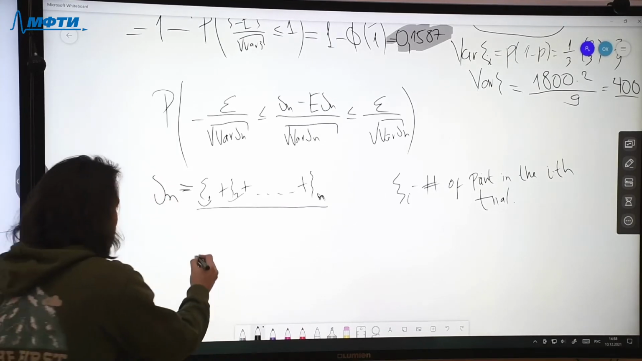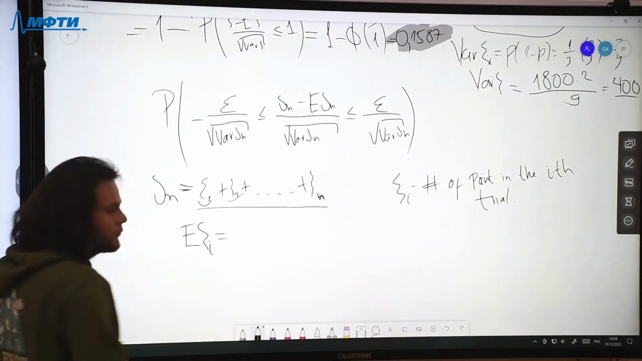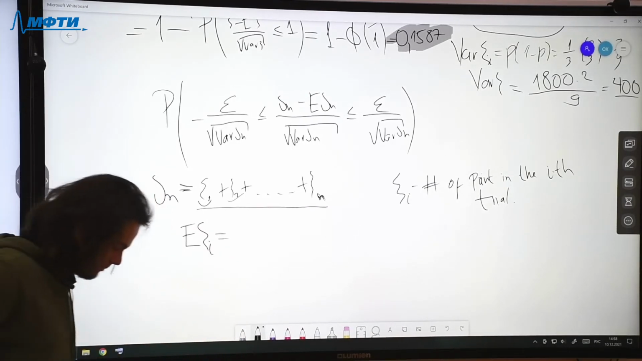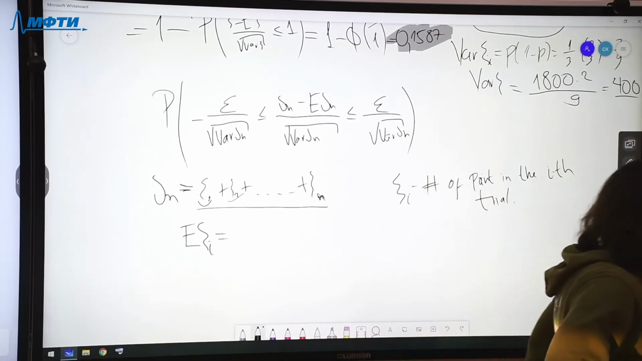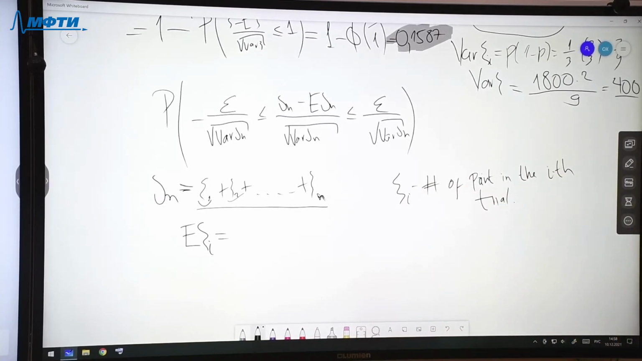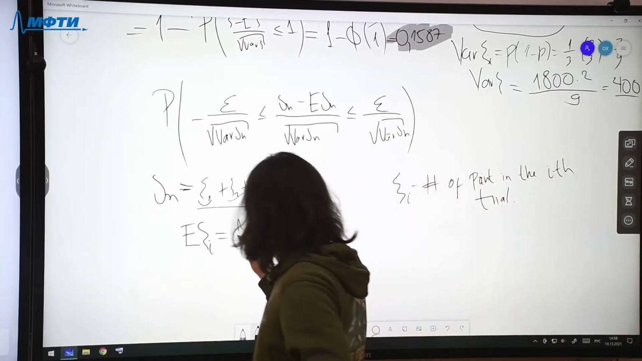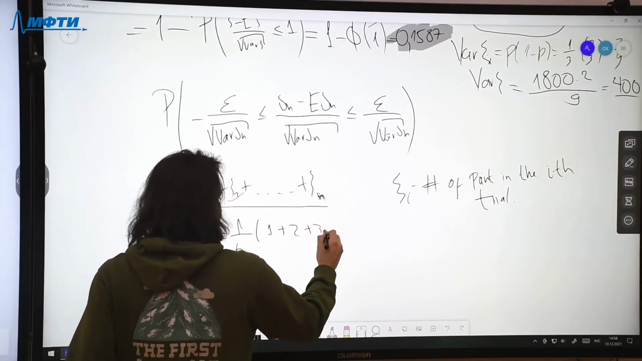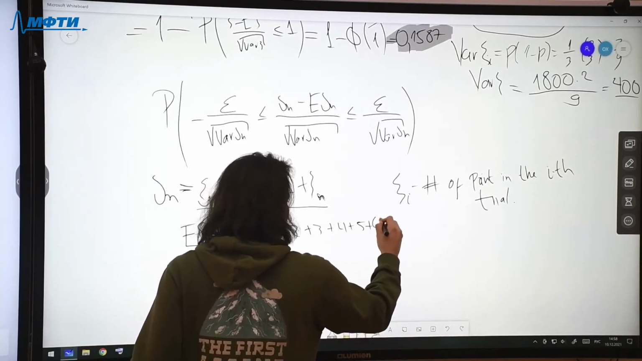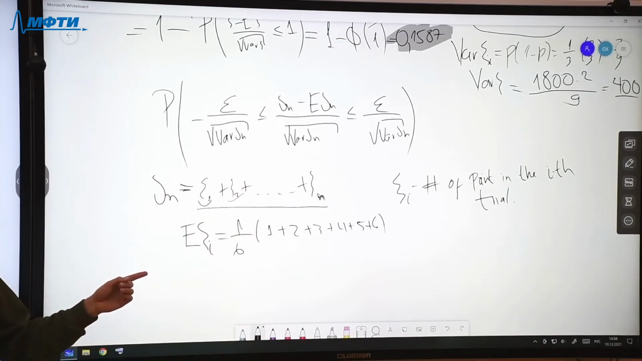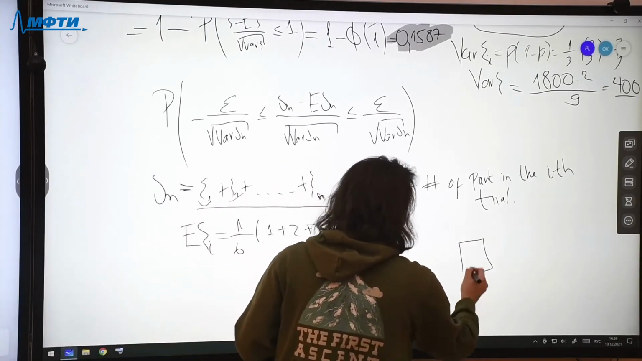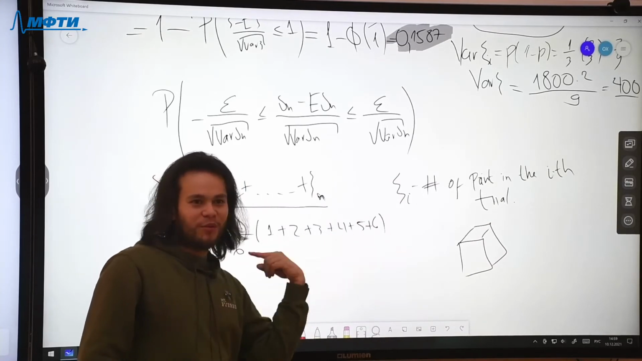Now, what is the expected value of xi i? What are the possible values for xi i? So if you throw a die, what are the possible values that you can get? Yeah, right, from 1 to 6. And what is the probability of each of these values? 1 over 6. So this is just 1 over 6 times (1 plus 2 plus 3 plus 4 plus 5 plus 6), right? Points means when you throw a die, you can get one of these numbers. So these are the points that you get.